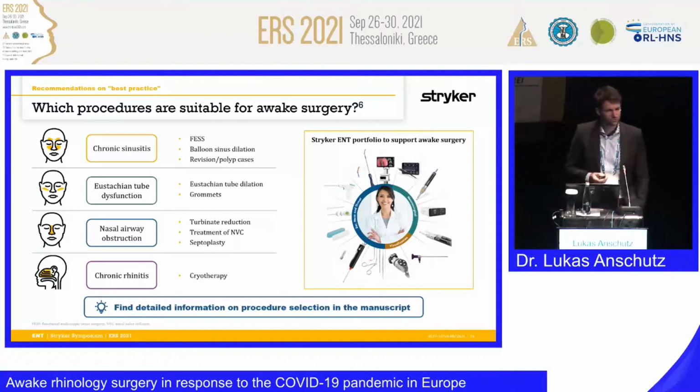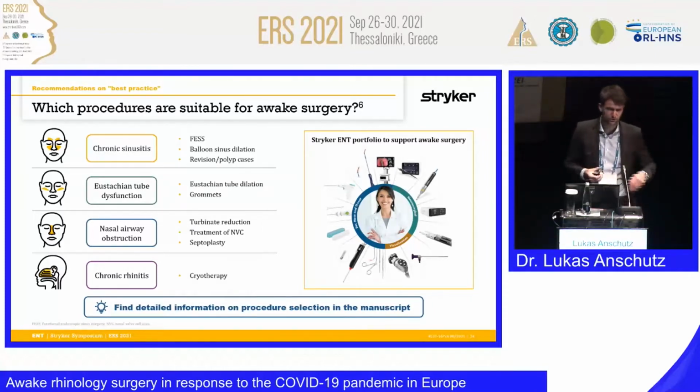Okay, what can you choose as procedures for awake surgery? I think the easiest cases would be some balloon sinus dilations or the treatment of the Eustachian tube using balloon dilations. Of course, you can also do some initial FESS surgery in your office, or if you have a revision case with a lot of polyps, you can try to remove the polyps inside your office.